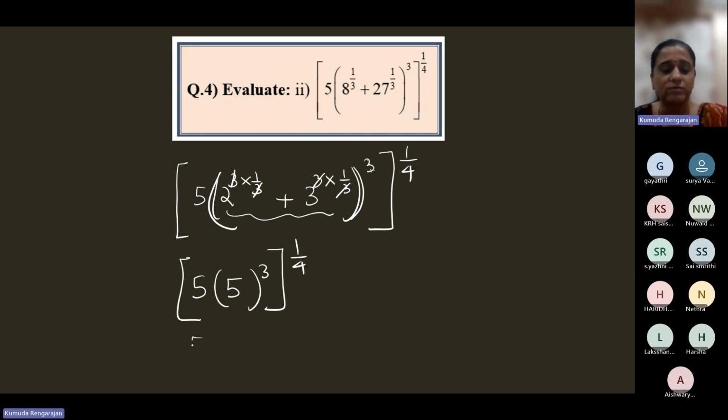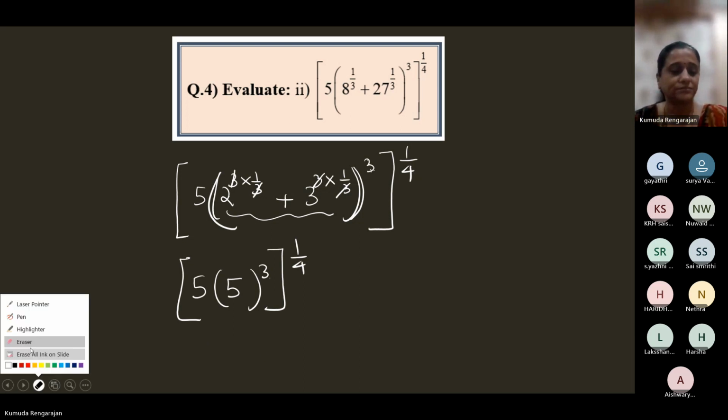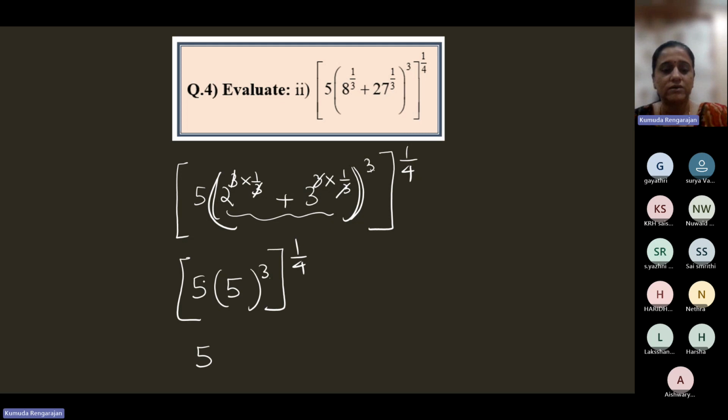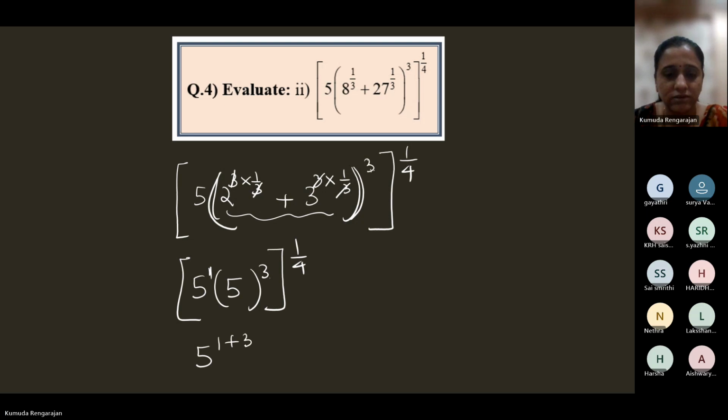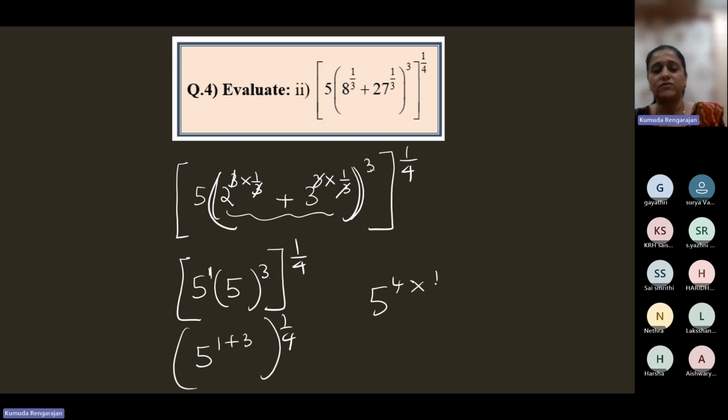So now this is nothing but 5 to the power 1 into 5 to the power 3. See, it's multiplication. Like bases are same and it's multiplication, so we need to add the powers. Okay, so here 5 means 5 to the power 1. Add the powers 1 plus 3. The whole power 1 by 4. So this is 5 to the power 4 into 1 by 4, because we know when the base is raised to many powers, we have to multiply the powers. 4 gets cancelled and 5 to the power 1, which is 5.